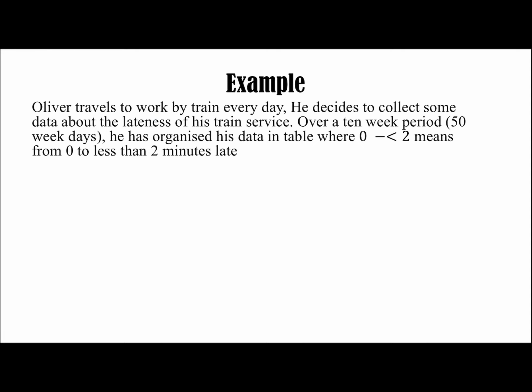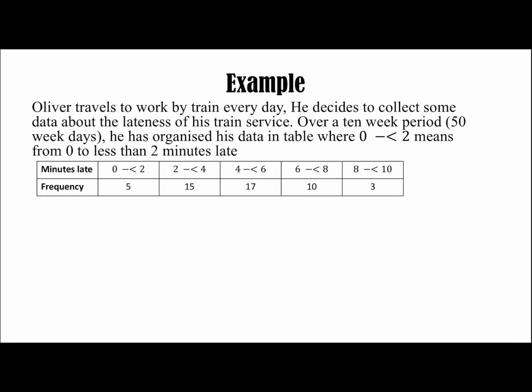Example: Oliver travels to work by train every day. He decides to collect some data about the lateness of his train service. Over a 10-week period, which is 50 weekdays, he has organized his data in a table, where 0 to less than 2 means from 0 to less than 2 minutes late, meaning 1.999999 is included in this one, but 2 is not included. So here we have a table.